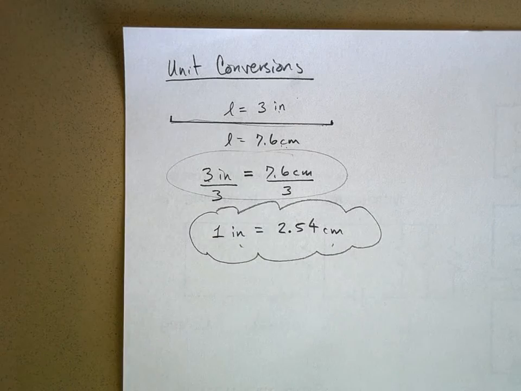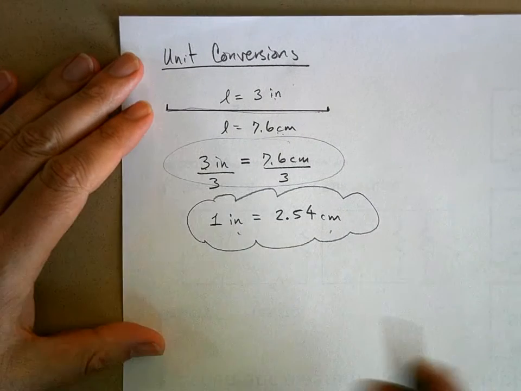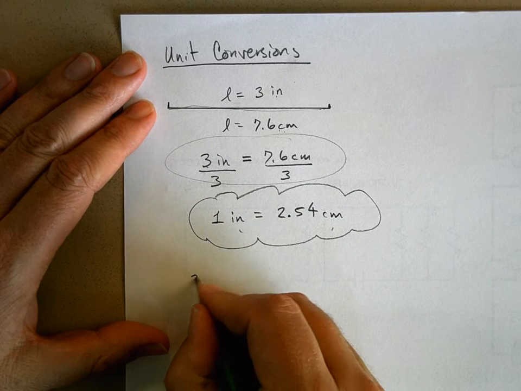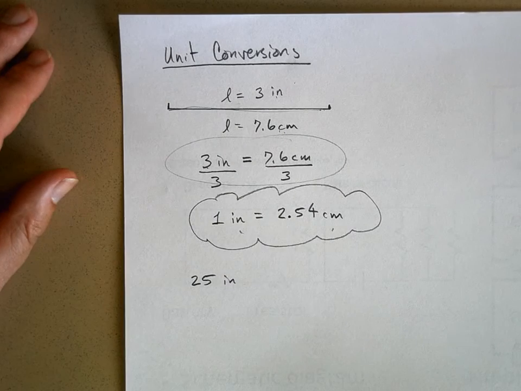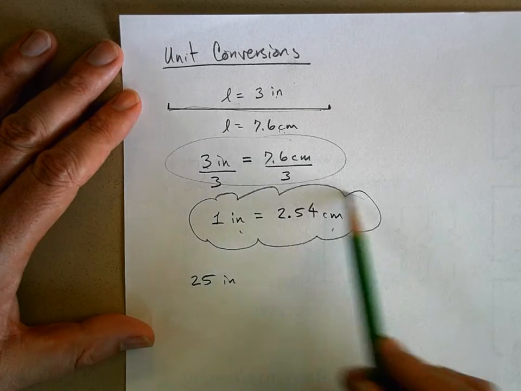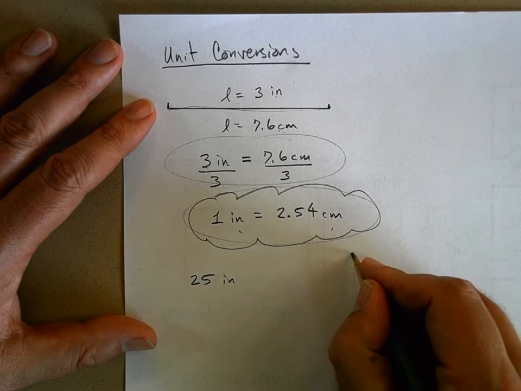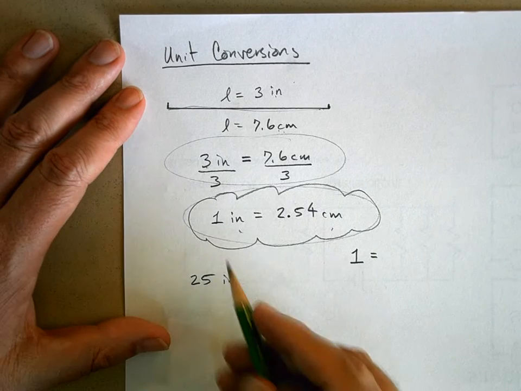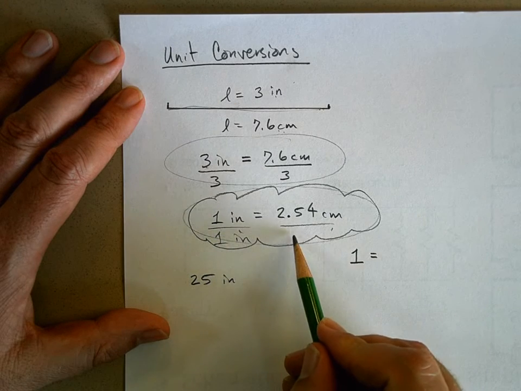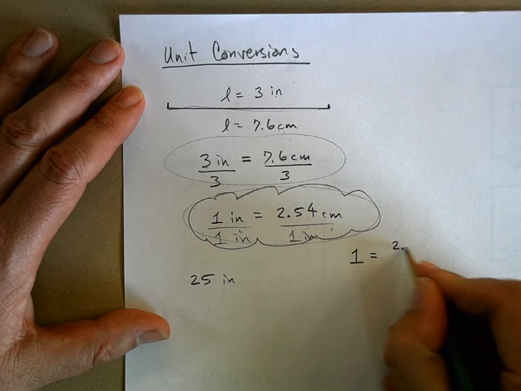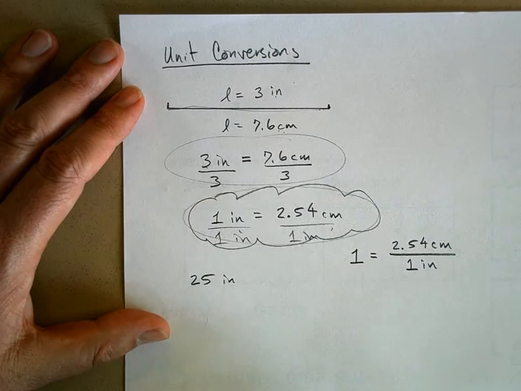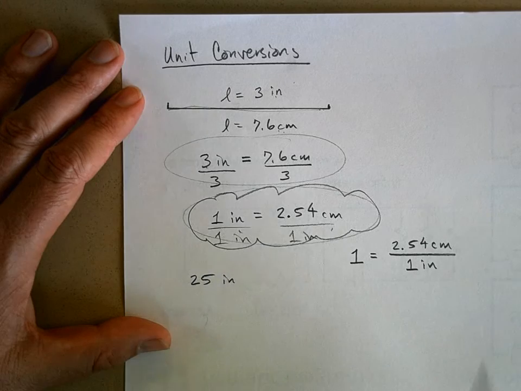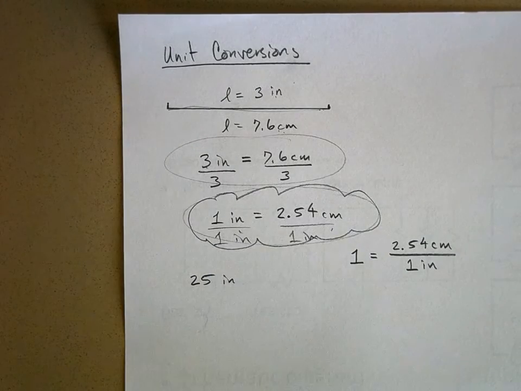So the kind of problems you're going to be asked to solve is like this. You'll say something is 25 inches in length. How long is that in centimeters? Well, if we take this and turn it into a fraction, if I divide both sides by 1 inch, 1 is equal to 2.54 centimeters over 1 inch. Now, if I take this and multiply it by 1, I don't change anything, right? Anytime you multiply something by 1, you're not changing what it is.